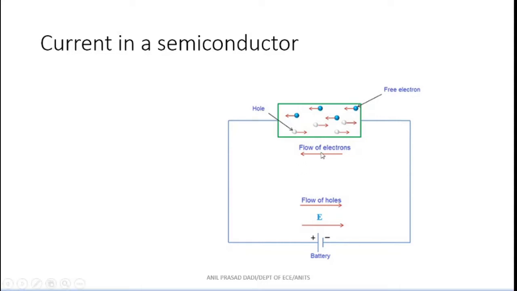So current due to the electrons will be from left to right. Current due to the electrons is always opposite to the motion of electrons. Electrons are in this direction, so current due to those electrons will be in the opposite direction. Similarly, current due to the holes will be in which direction?